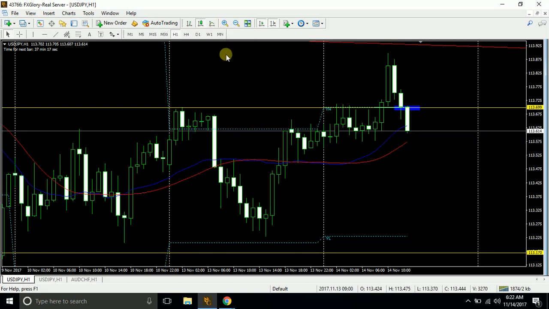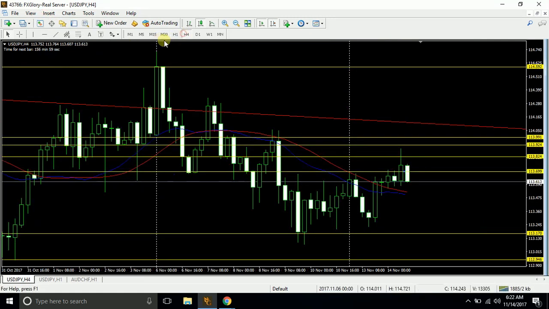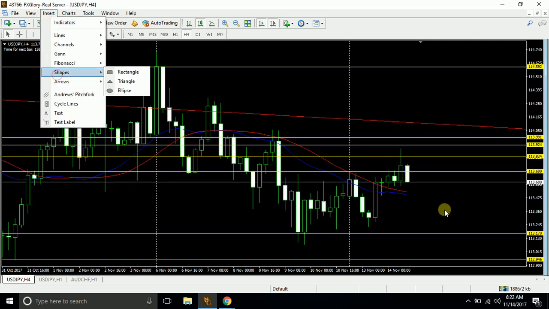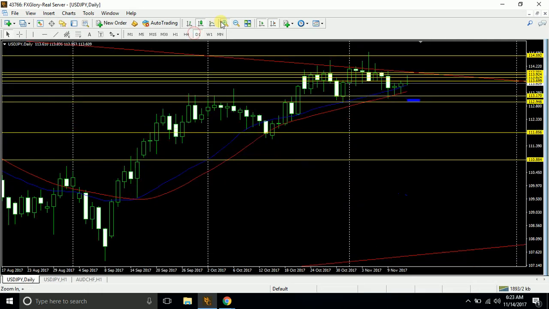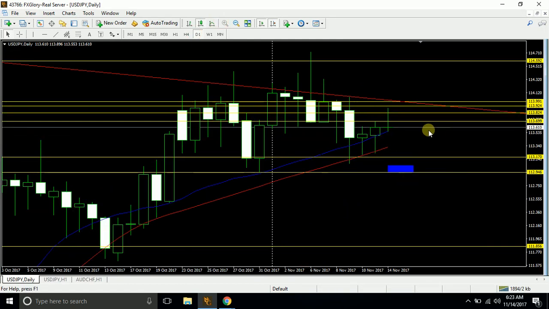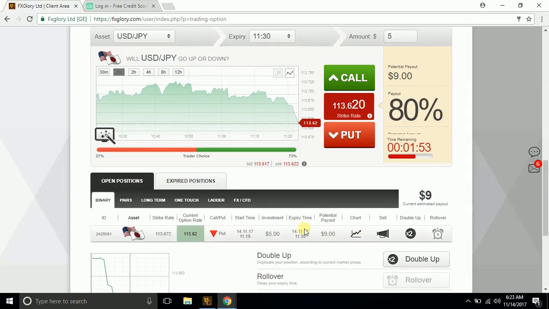Happy trading. And I did post this USD/JPY trade in the group. I believe the entry was here, stop loss was here, and the target was down in this area. Here we can see a clear win.